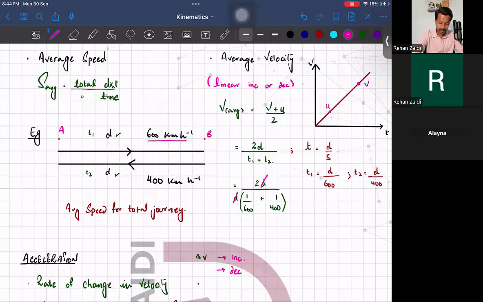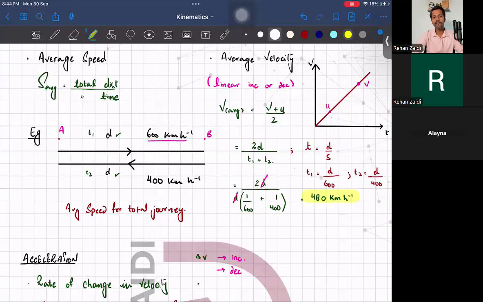So when you put these values in the calculator, you'll get a value which is 480 kilometers per hour. So this is basically the average speed by which the plane covered the total distance from A to B and B to A.